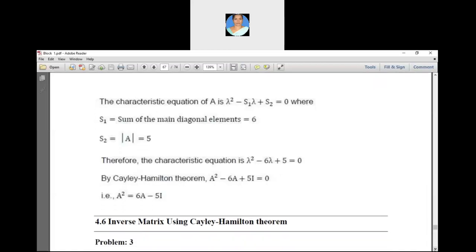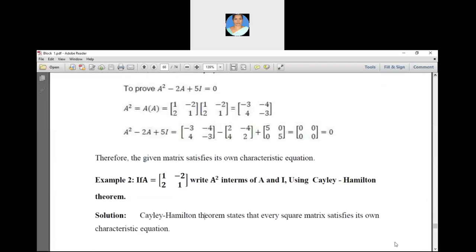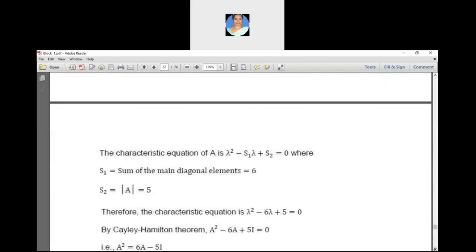The given matrix satisfies its own characteristic equation. So first you find A square. What is our A square value? A square is 2A minus 5I. I is the identity matrix, this is our 2 cross 2 matrix, 1, 0, 0, 1. So what is our matrix?